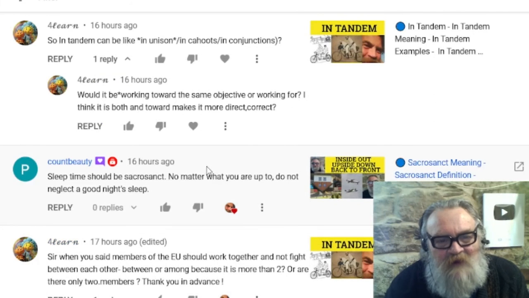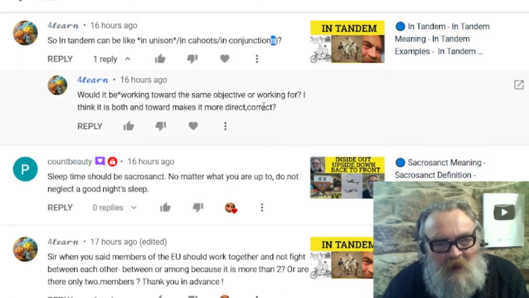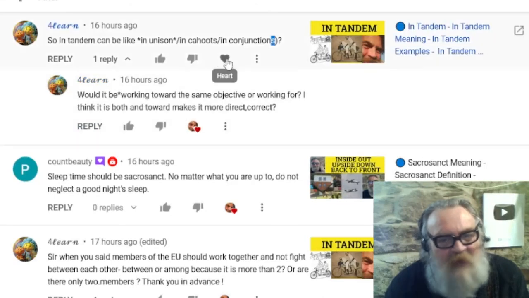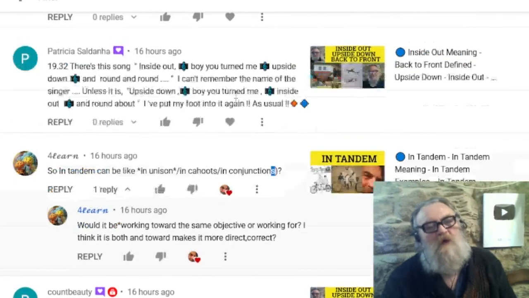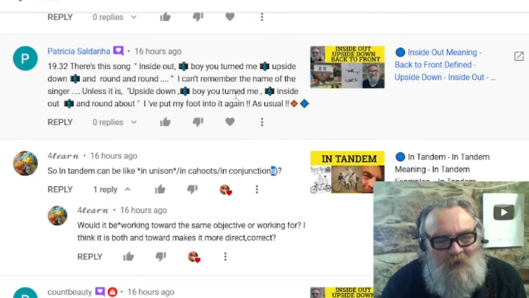And For Learn. So in tandem can be like in unison, in cahoots, in conjunction without the S. Definitely. Would it be working towards the same objective or working for the same objective? I think both are valid. I think it is both, and towards makes it more direct. Correct, absolutely. For is more general, towards is more specific. P, great to see you.